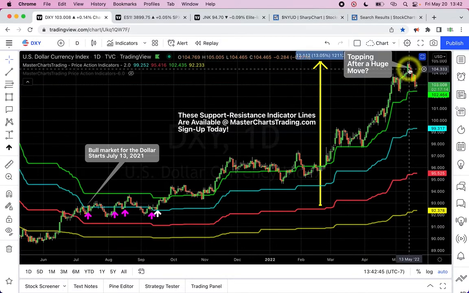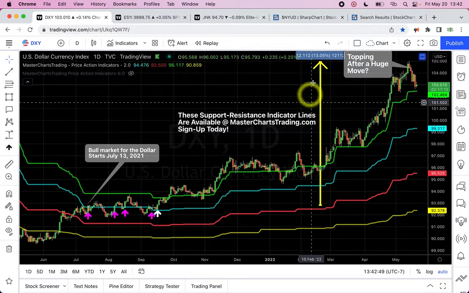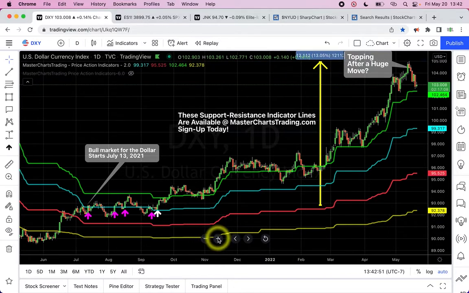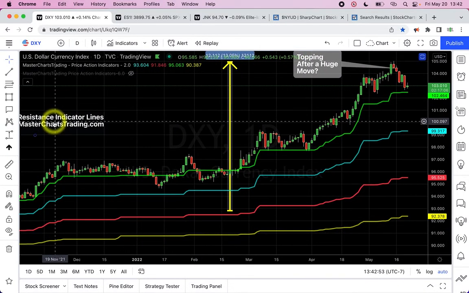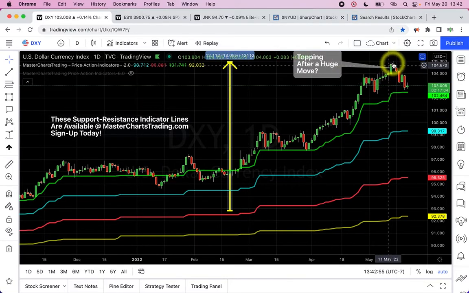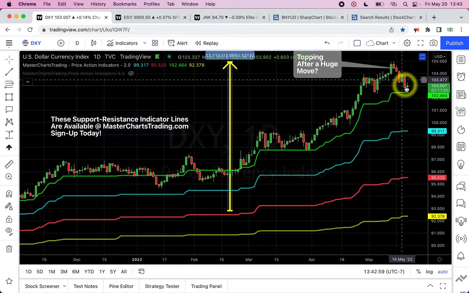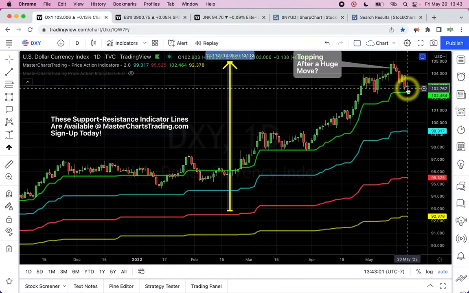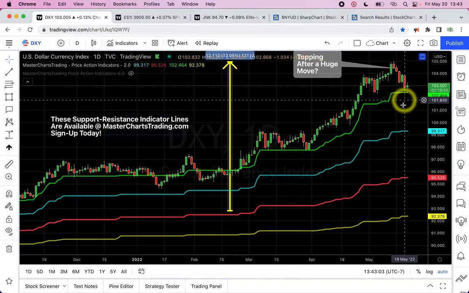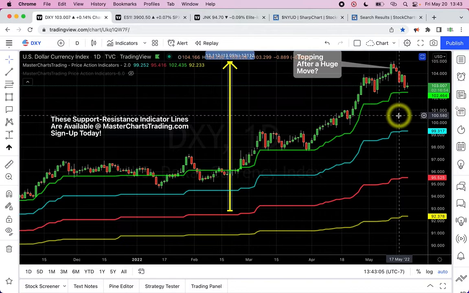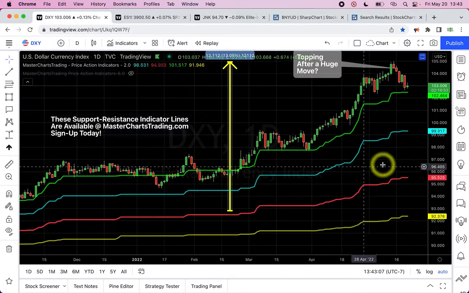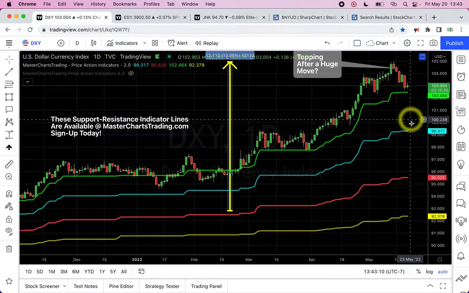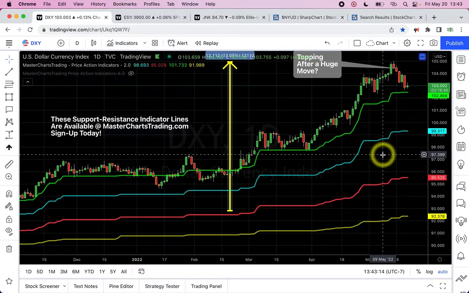So right this instant, it looks like we are potentially topping, but after an enormous 13% move, and for currencies it's a huge move. So potentially we're topping here from mid-May into the 19th, 20th of May today. But the uptrend still remains, so a good pullback would be towards the 99 level. It may or may not happen.